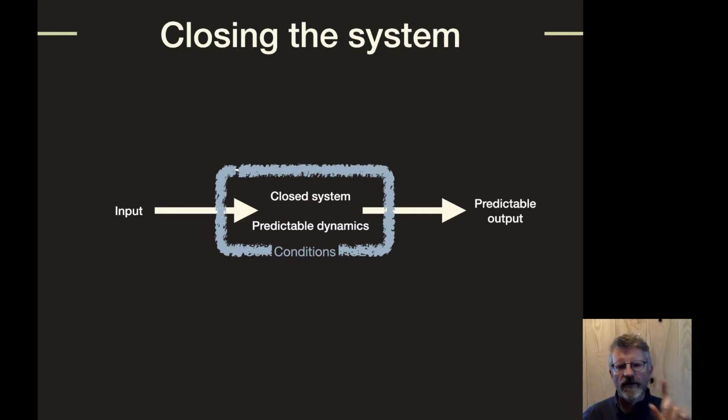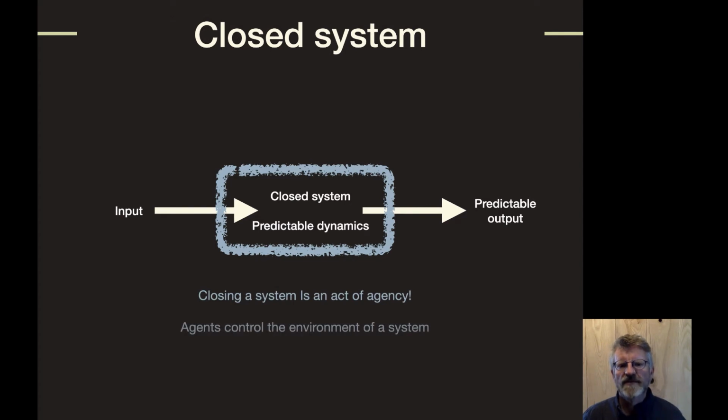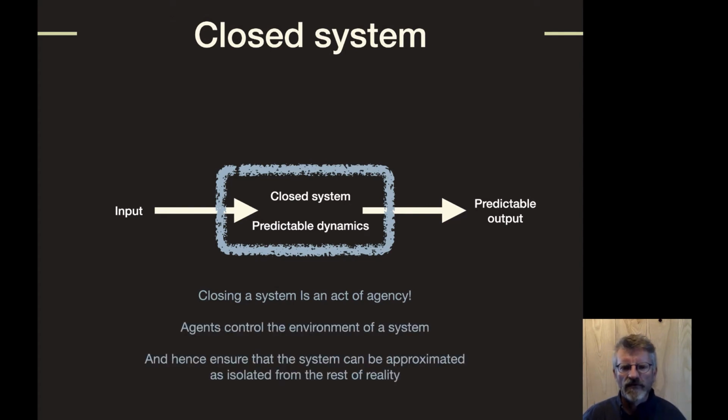They do it to create their own environment, like the cell, and what makes them living, but they also can impose limitations and conditions on things in their environment. So closing a system is an act of agency, and they do that by controlling the environment of a system, and hence they ensure that the system can be approximated as isolated from the rest of reality, because whatever relationship they have with reality is under their control. And they do that to create a predictable or dependable utility, typically. So agents shape the world by closing systems around them or closing themselves, and therefore making the world more and more predictable. At least that is one strategy.